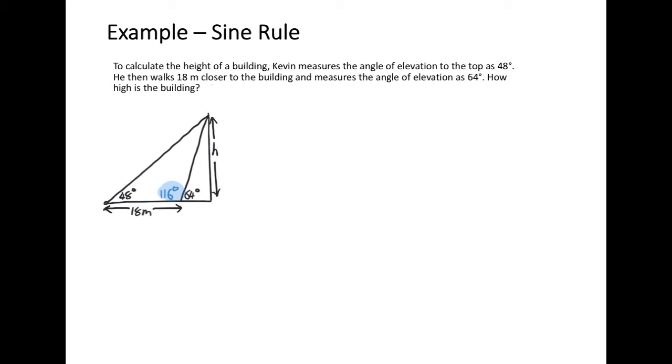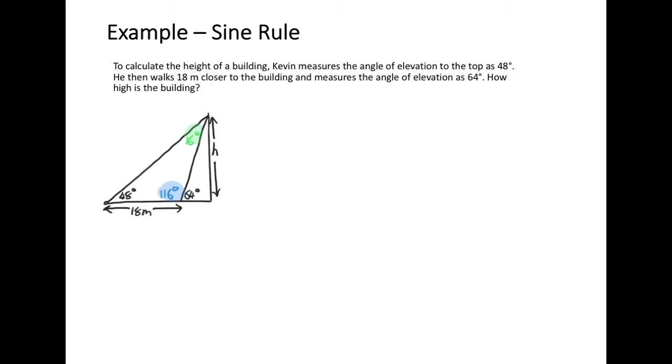So now that I've worked out the angle of 116 degrees, I can also work out the angle at the top of my first triangle, because I know that all my angles in a triangle are going to add up to 180. So 180 minus 48 minus 116 means that this angle up the top is going to be 16 degrees.